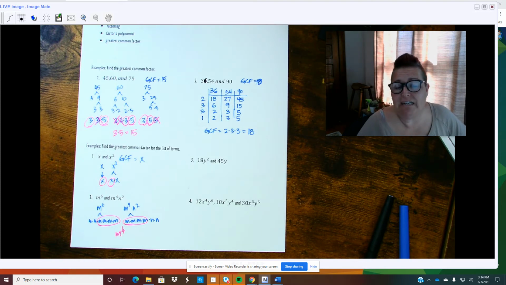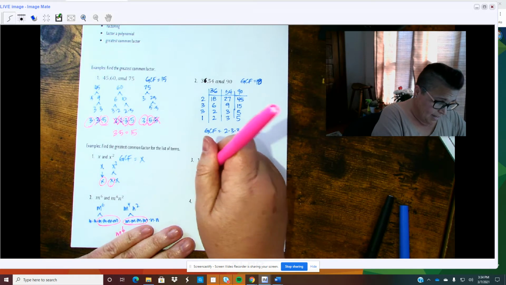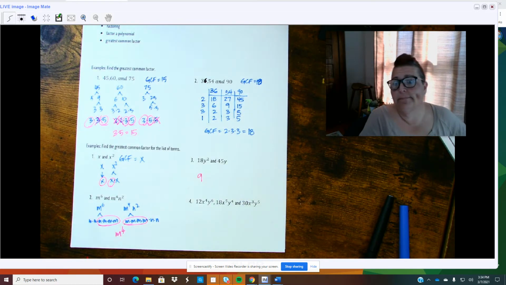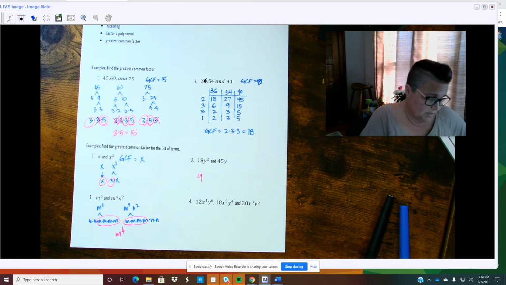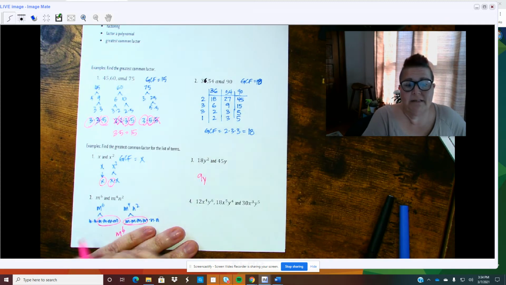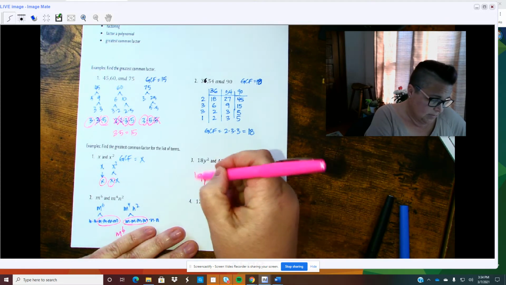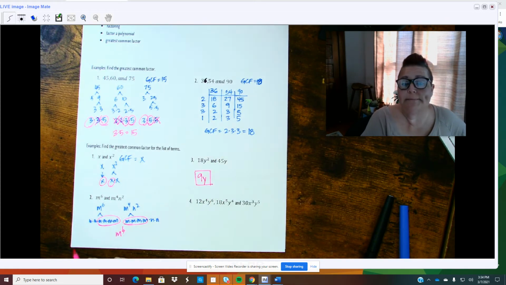If I have an 18y squared and a 45y, as far as the numbers go, for 18 and 45, both of those are divisible by 9. And for the y and y squared, y is in both of them. So my greatest common factor here is 9y.